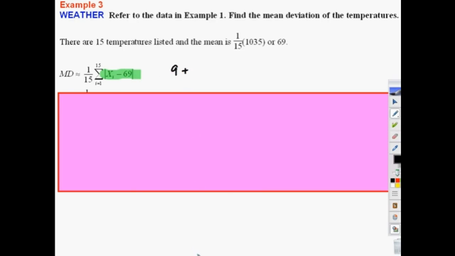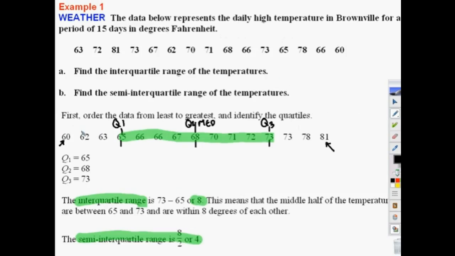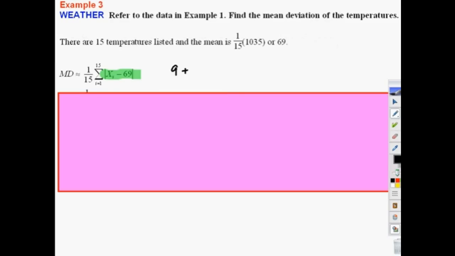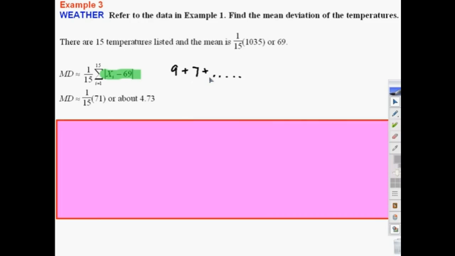So I go 9 plus, and I go to my next one, 62. So 62 minus 69 is negative 7, absolute value is 7. And then I continue that on, adding them all up, and then once that's done, I divide by 15. So the sum of all those absolute values of the differences is 71 divided by 15 is 4.73. That is what we call the mean deviation.